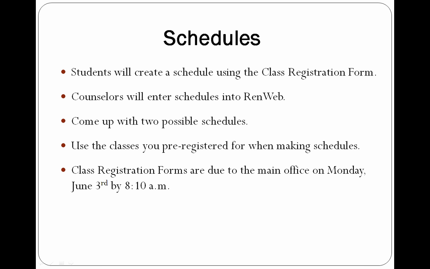You will create your schedule using the class registration form included in the email. Counselors will then enter your schedule into RenWeb individually. You will choose what order you would like your classes to be in and will come up with 2 schedule options. When making a schedule, you'll need to choose classes that you pre-registered for in March. If you aren't sure what those classes are, copies of your pre-registration form are available in the Student Lounge beginning Wednesday morning. Sophomore registration forms are due Monday, June 3rd by 8:10 a.m. to the main high school office.